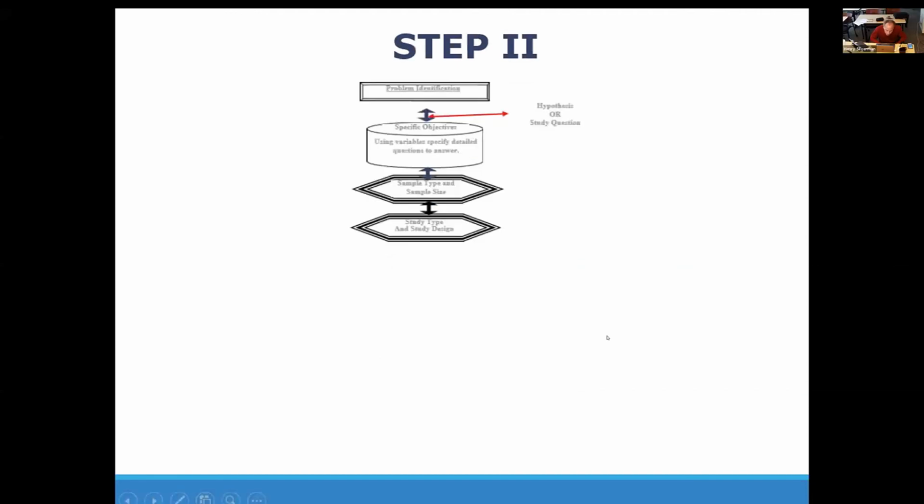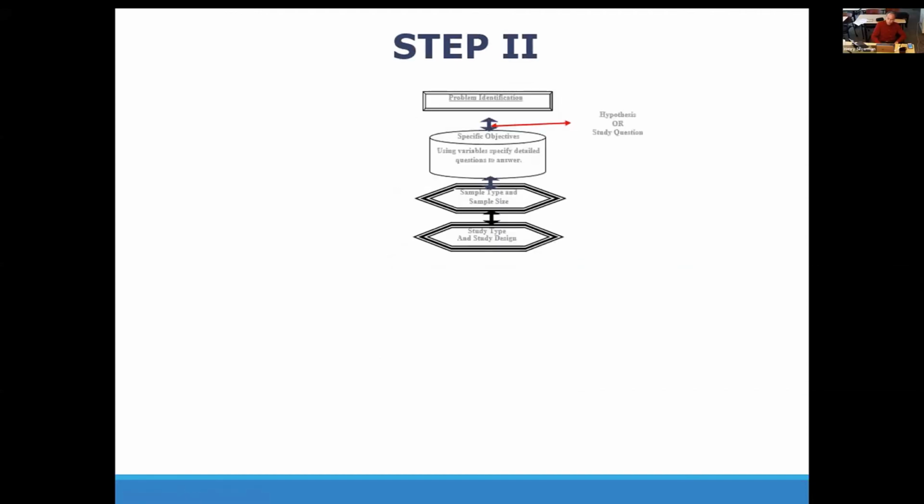Rehab, should one first decide on the study design before calculating the sample size? Yes, you have to do that, yes. So should those boxes be interchanged? Yes, yes. Okay.